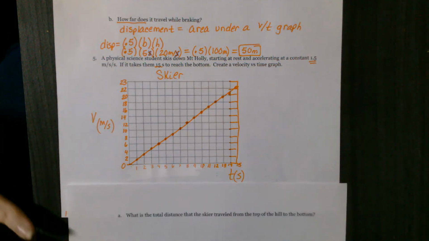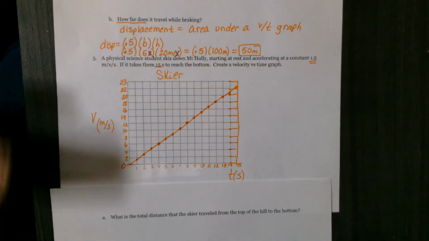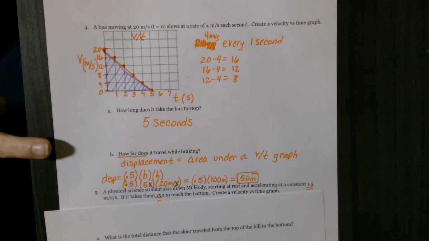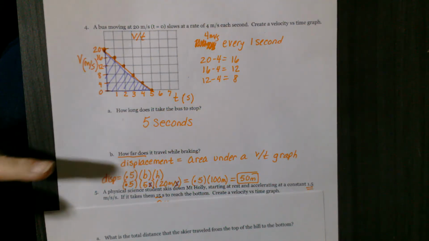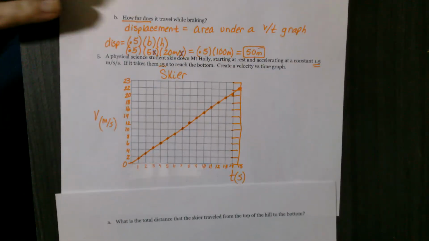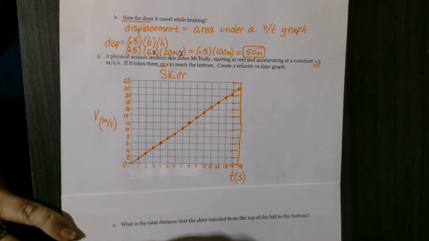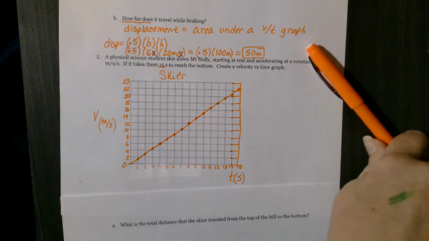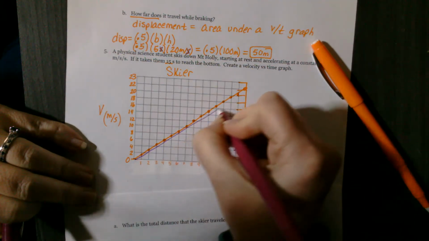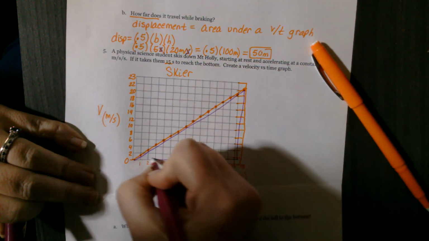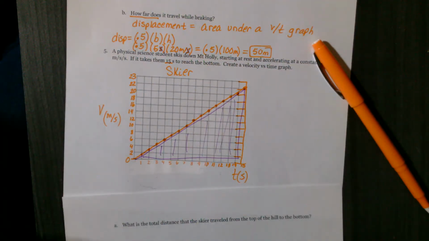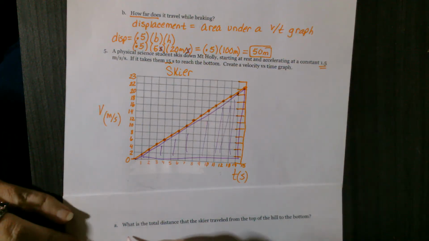So the total distance that they traveled, again, if you remember back from up here or any of the other worksheets that we did, in order to find how far it goes, you have to find the area under the velocity time graph. So we're going to use this area here.